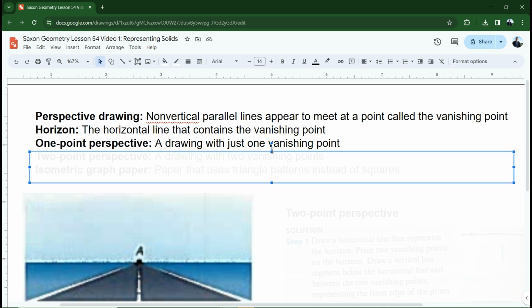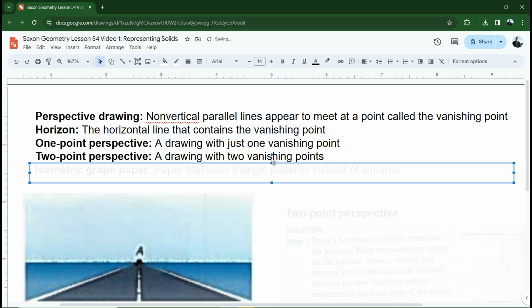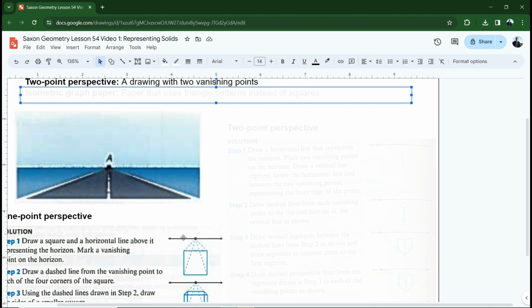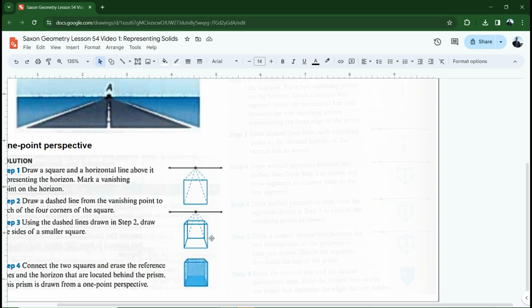Another way that we see the world when we look at the edge, one of the vertical edges of a rectangular prism or any kind of prism, what we're going to see is something called two-point perspective. It's a drawing that has two vanishing points. Okay, so look at this. We're looking at the face of a prism here.